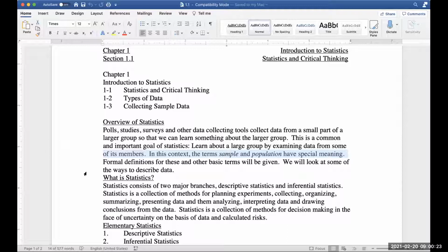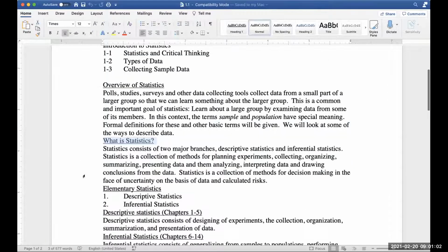So what you'll notice is that statistics has terminology, and some of this terminology may involve words that have differing meanings than what you think they have in general usage. So we'll be looking at these formal definitions of these statistical terms.